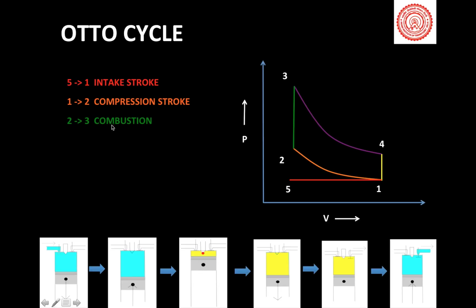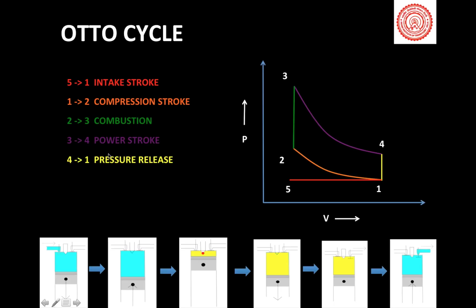Next we move to the combustion stroke which is represented from 2 to 3. This is represented as a constant volume heat addition process. As you can see here, the piston is stationary and the spark ignition ignites the air-fuel mixture which is compressed. Next we have the power stroke. Here the piston moves downwards and, as represented in the color purple, 3 to 4 is the power stroke.